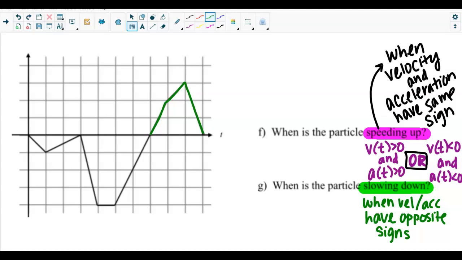And that actually happens here and here. So from time of 7 to time of 9. The acceleration is positive, where the velocity is positive. So the slope is positive of velocity. We do the same where it's negative. So velocity is negative here.